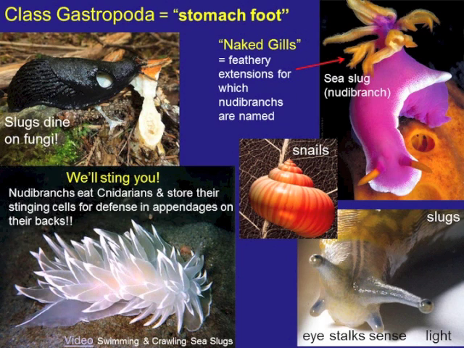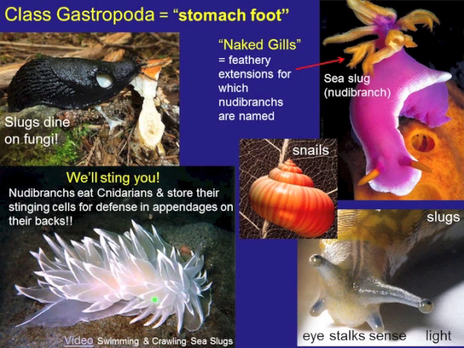In the top right picture, there are brilliantly colored sea slugs called nudibranchs, which means naked lung, and at the top of that organism we can see its gill system there exposed to the environment. Those naked gills are feathery extensions for which the nudibranchs are named. In the bottom left we see another nudibranch. Nudibranchs sometimes eat cnidarians and store their stinging cells for defense in appendages on their backs. So those nematocysts can be used for their defense.